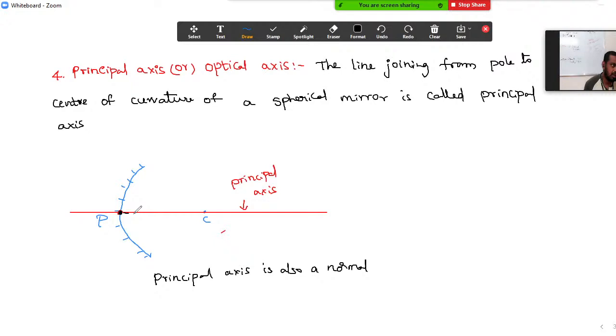For the convex mirror, this is the pole and it is the center of curvature. What is the distance? The distance measured from the pole to the center of curvature is considered as the radius of curvature. This distance is called the radius of curvature, denoted by R.